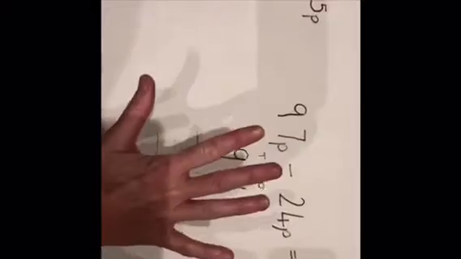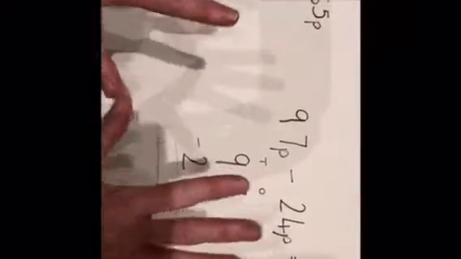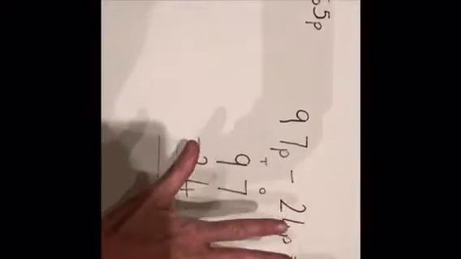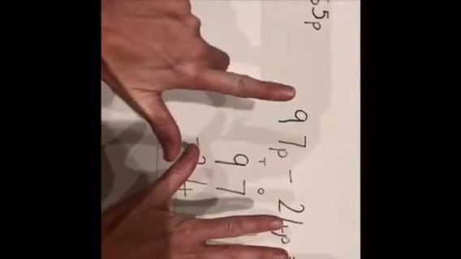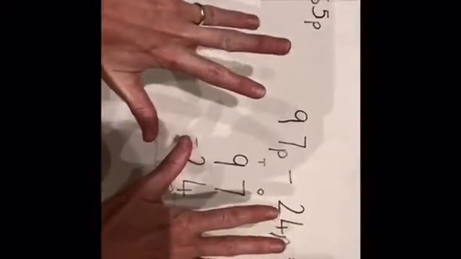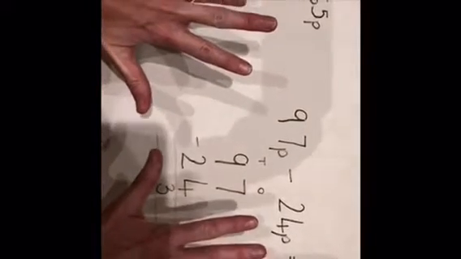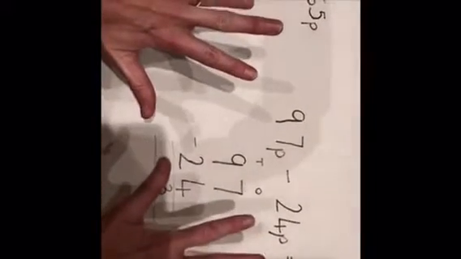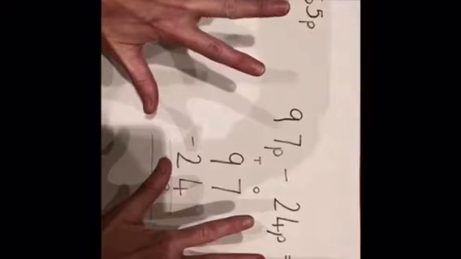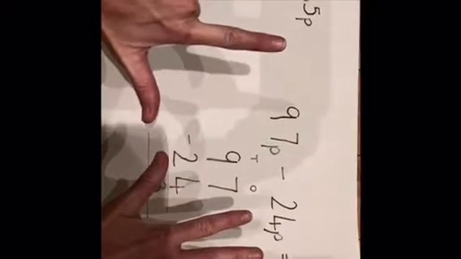So you can still use your fingers even though they're tens, because we know that each one of these is going to represent a 10. That's fine. 5, 6, 7, 8, 9. So here is my 9 tens and I'm taking away 2. So here we go. 1, 2.